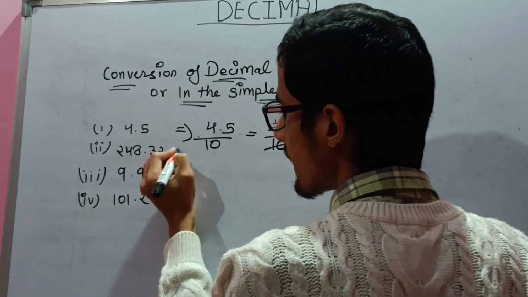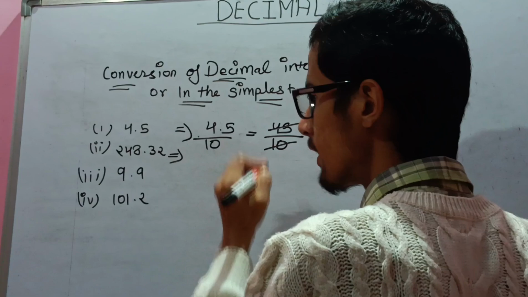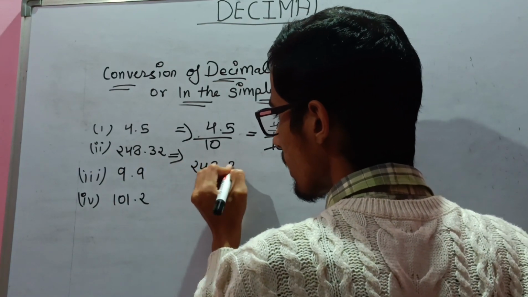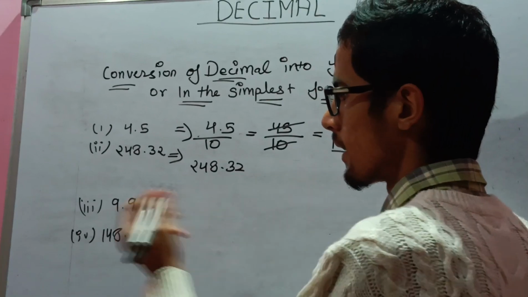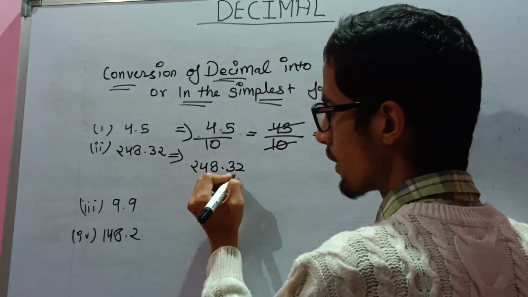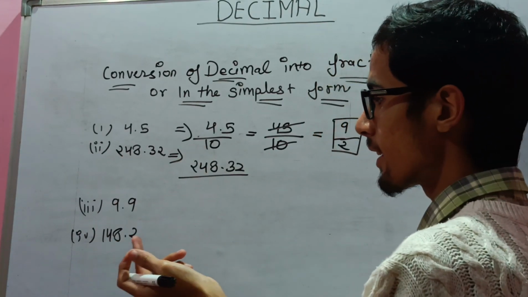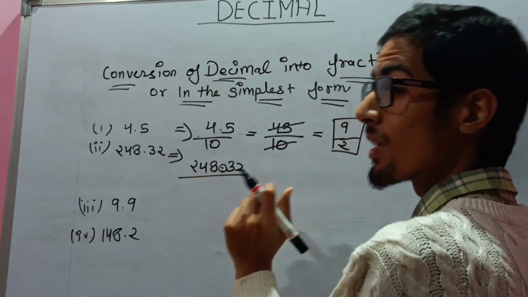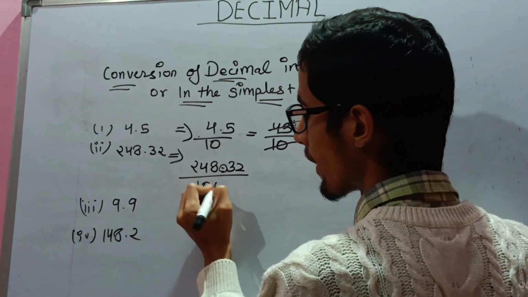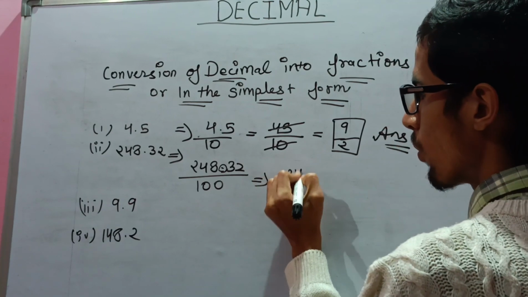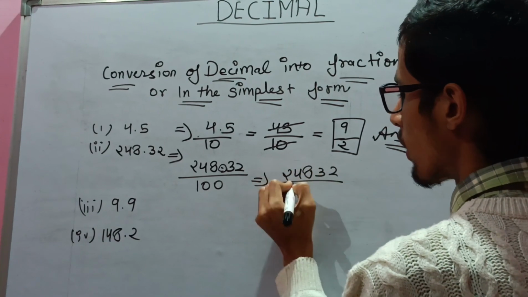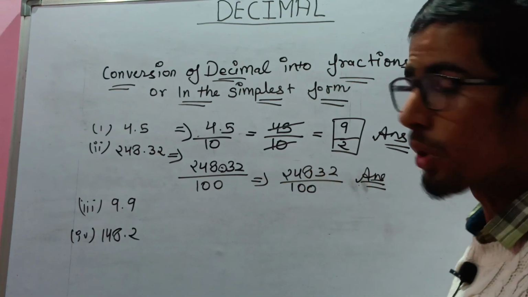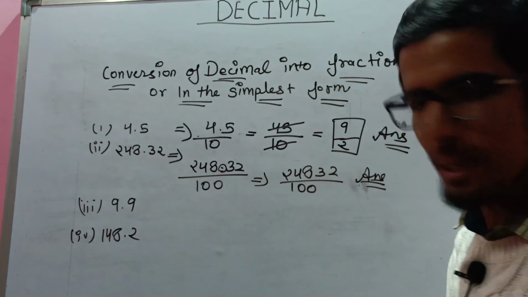The second example is 248.32. How do we change this into a fraction? 1, tens, 100. We always count the decimal part. So we write 100, and 24832 upon 100 is the answer. If we cut this by 2 or 4, then it comes in the simplest form.